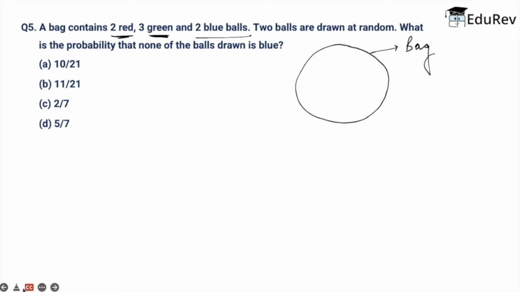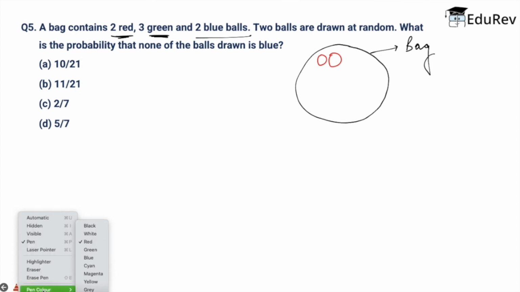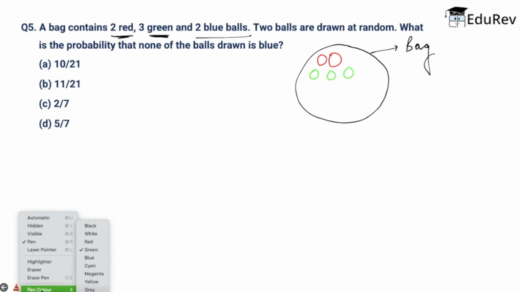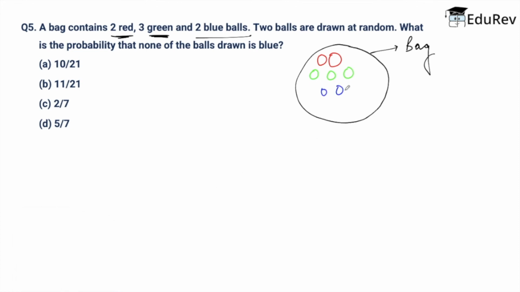And we have how many red balls? Let me just draw it. So we have 2 red balls. Then we have 3 green balls and then we have 2 blue balls. Now we need to take 2 balls out of the total balls in the bag, but we cannot take a blue ball. That is, none of the balls that we are taking out should be blue.